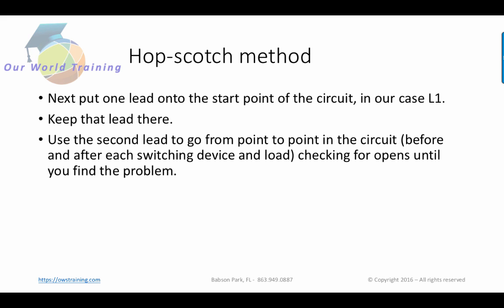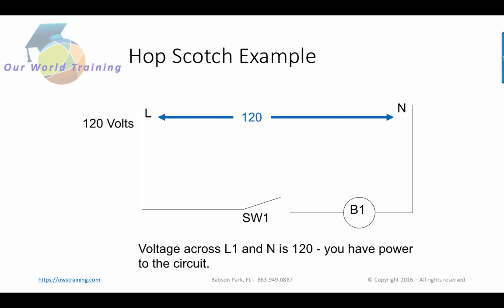Then, put one lead on the start point of the circuit. In the example I'm going to show you, that's L1. Keep that lead there. Use the second lead to go from point to point in the circuit, before and after each switching device and load, to check for any place that has an incorrect voltage or an open, until you find the problem. Okay, here's an example.